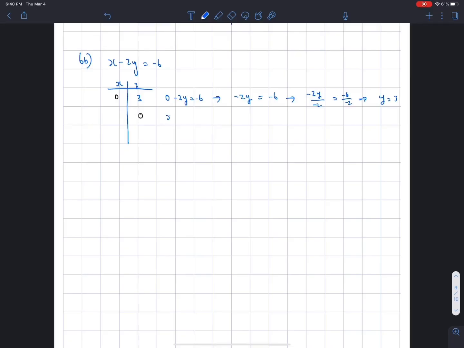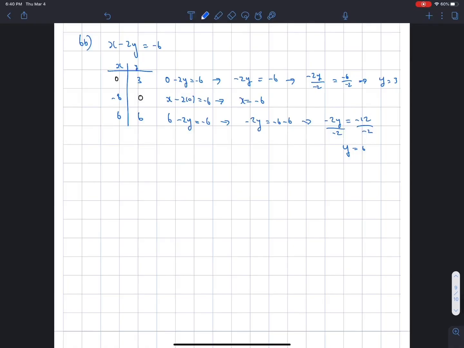For the next point, we have x minus 2 times 0 equals negative 6. And we get x equals negative 6. So again, I'm just going to pick an opposite to whatever I get here, because I got negative 6 for x. So I'm going to pick something positive, just positive 6. So we have 6 minus 2y equals negative 6. Negative 2y equals negative 6 minus 6. Negative 2y equals negative 12, and then just dividing both sides by negative 2, we get y equals 6. And we can sketch this graph.